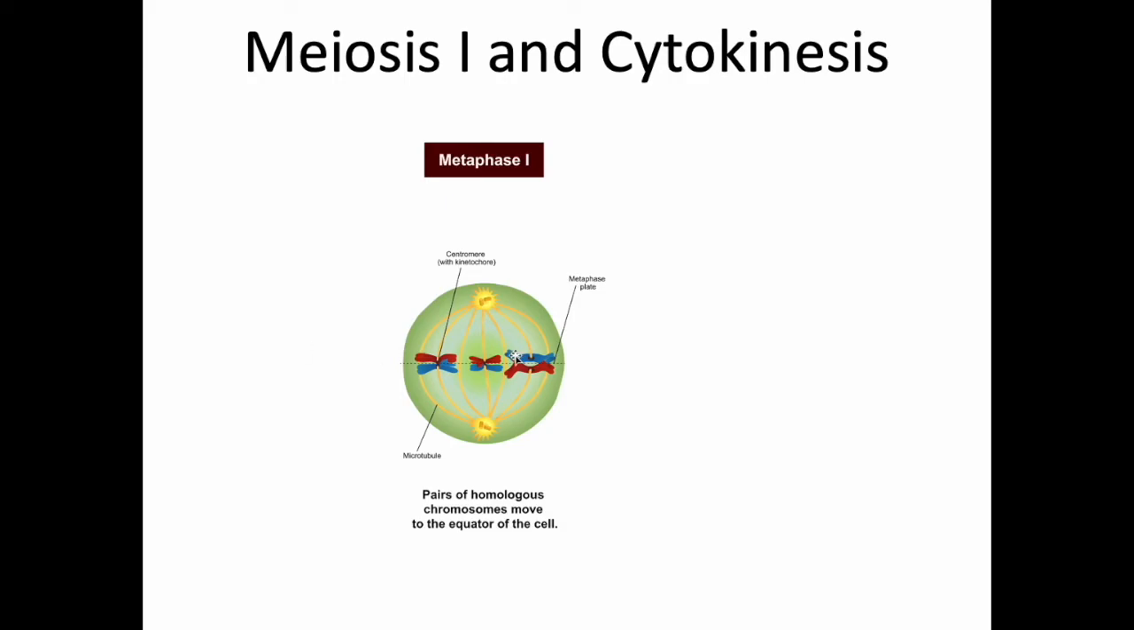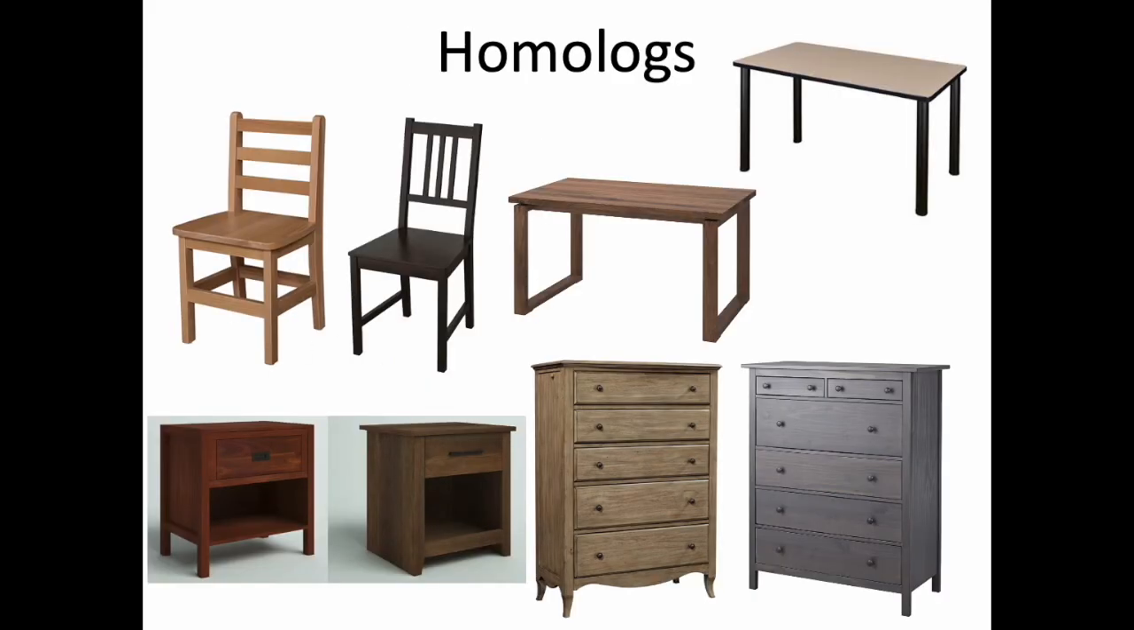So let's compare these chromosomes once again to pieces of furniture. So yeah, you have two different chairs. You have two different tables. Again, these are all homologs. You have two different nightstands. You have two different chests of drawers. This is where I got bored of Google image searching different furniture. Suffice it to say, in a human with 23 different chromosomes, this would be a pretty crowded room indeed.